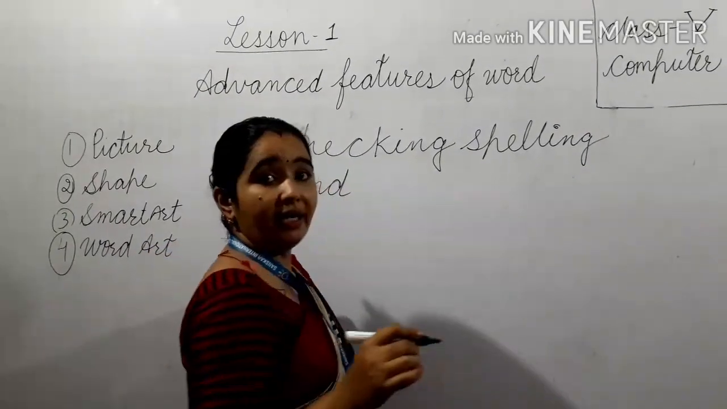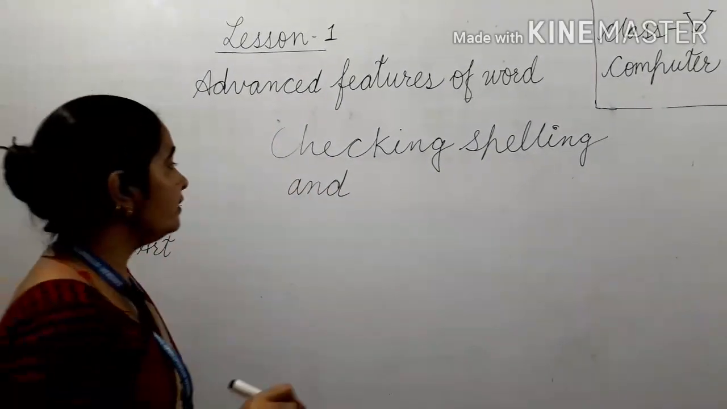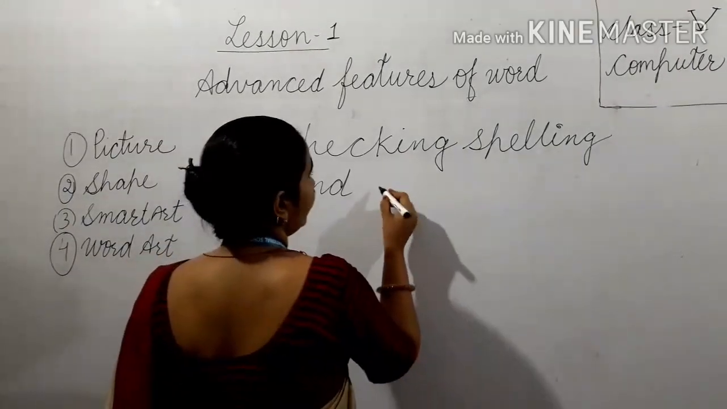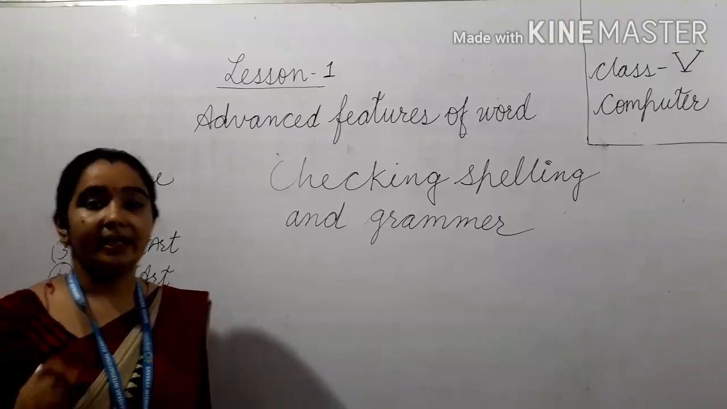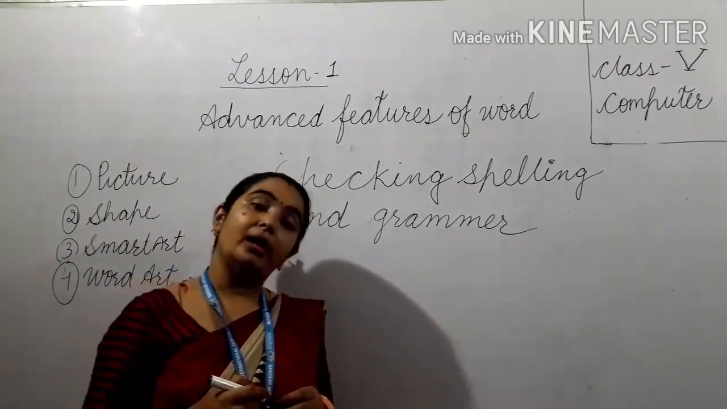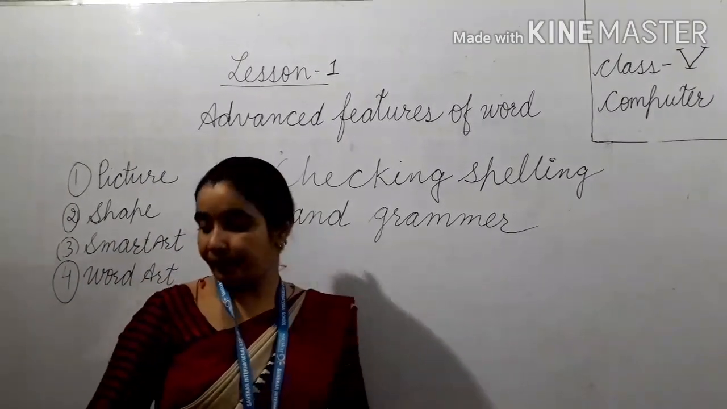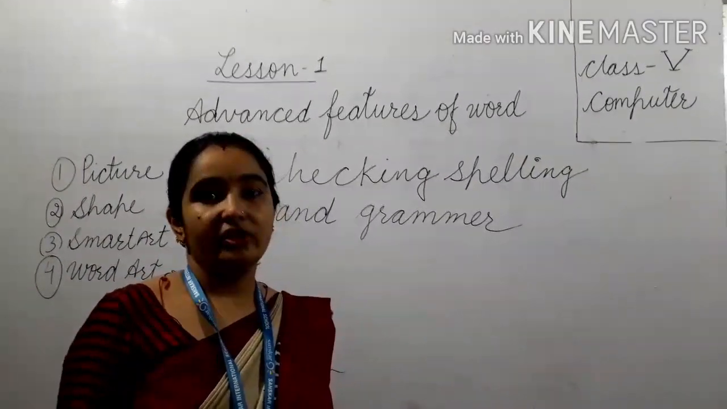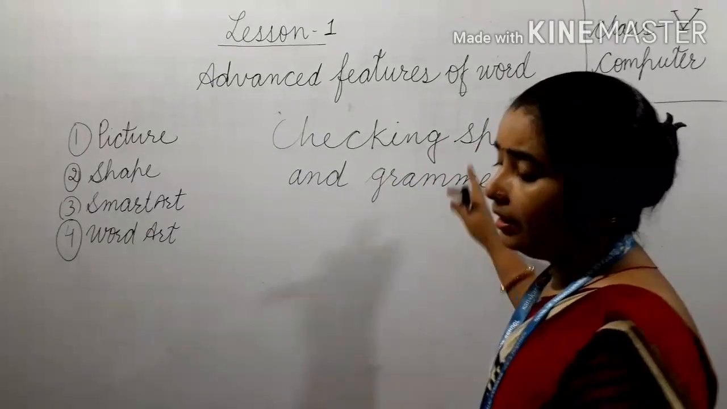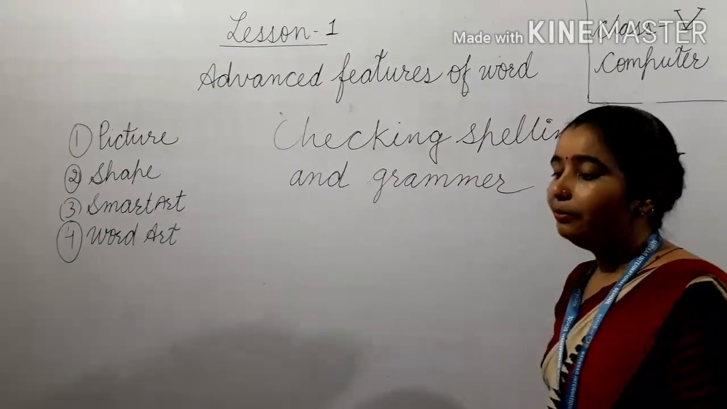Our next topic is checking spelling and grammar. Our next feature of Word document is checking spelling and grammar. In checking spelling and grammar, a Word document provides us a proofing feature. What is this proofing feature?